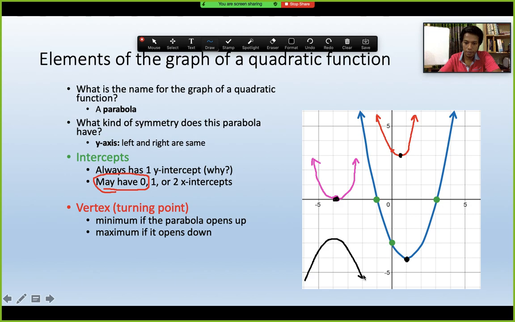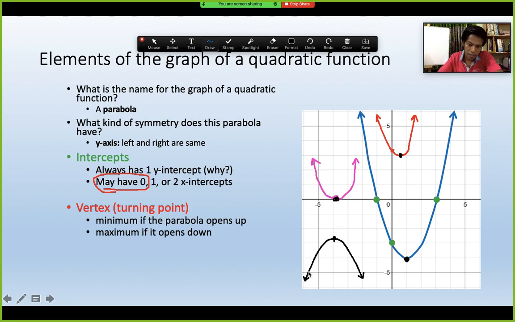Suppose this is my graph. Suppose the vertex will be here, somewhere here. See, the graph is increasing here. Then after the vertex, the graph will start decreasing. So this is the way by which you can understand which one is the vertex.